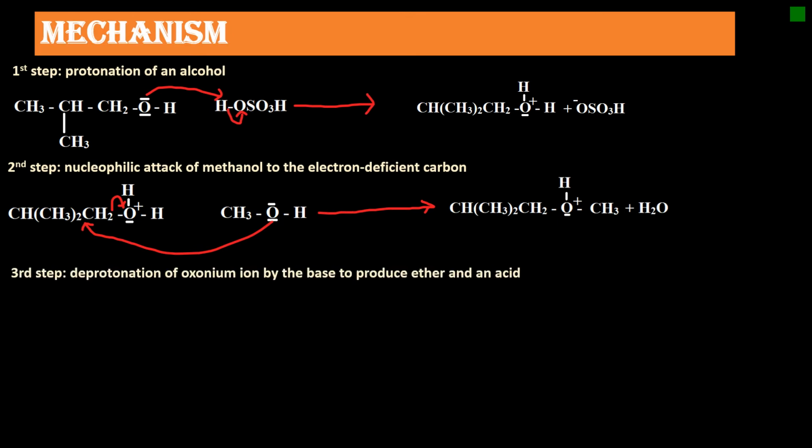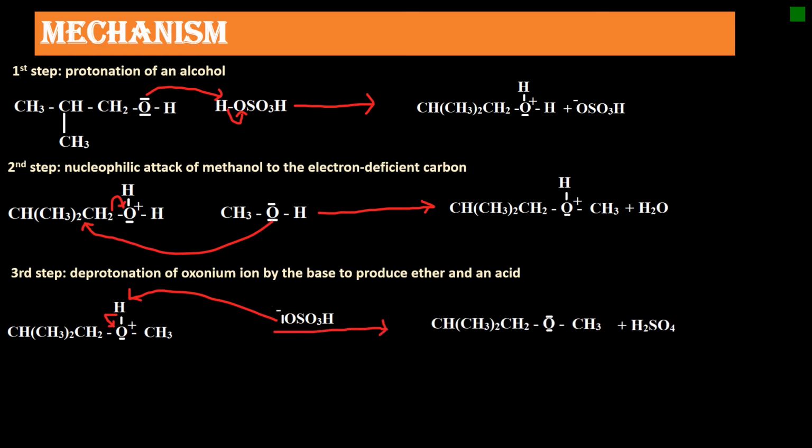The third step is the deprotonation of the oxonium ion by the base to produce ether and an acid. Hydrogen sulfate ion acts as a base and deprotonates the oxonium ion, breaking the bond between hydrogen and oxygen and neutralizing the charge on oxygen, thus forming an ether and sulfuric acid. And this is to show that sulfuric acid in this reaction was a catalyst.